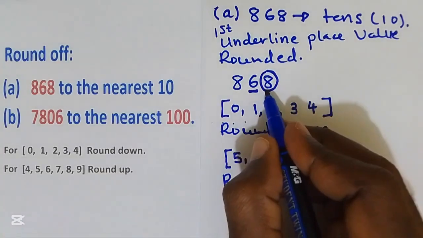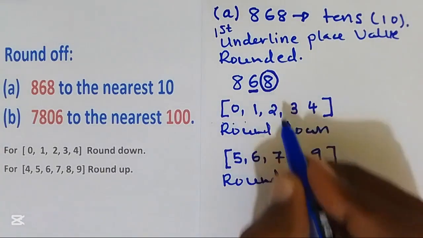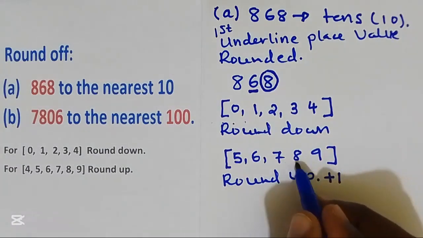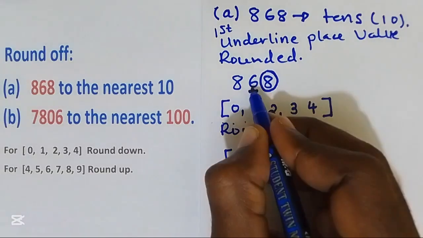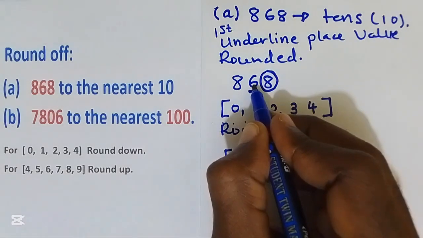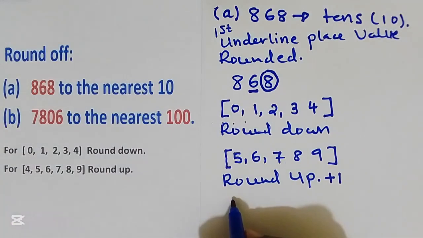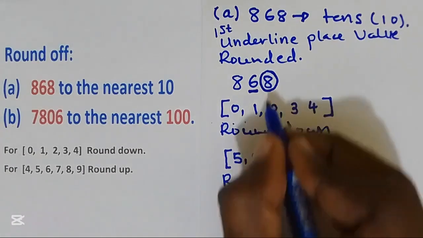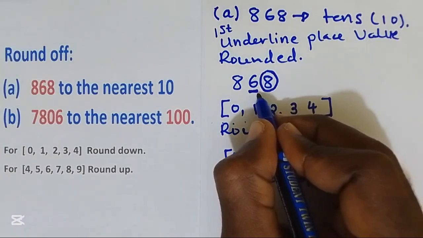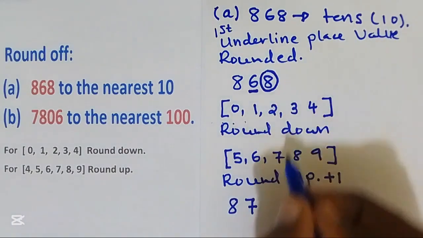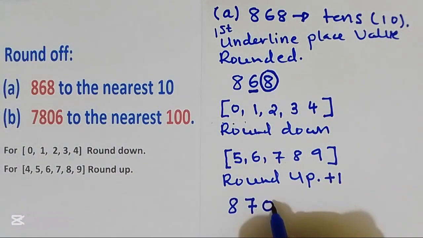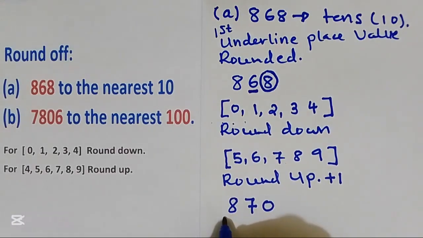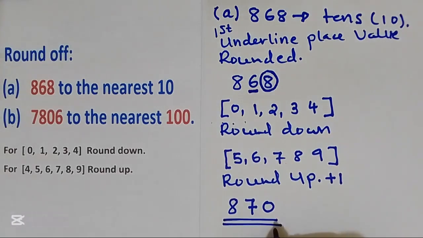Now, our digit to the right falls under the second group. Here is 8, so we are going to round up. Rounding up means we are going to add 1 to 6. That is going to be 7, and the remaining digit to the right becomes 0. And this is our rounded number.